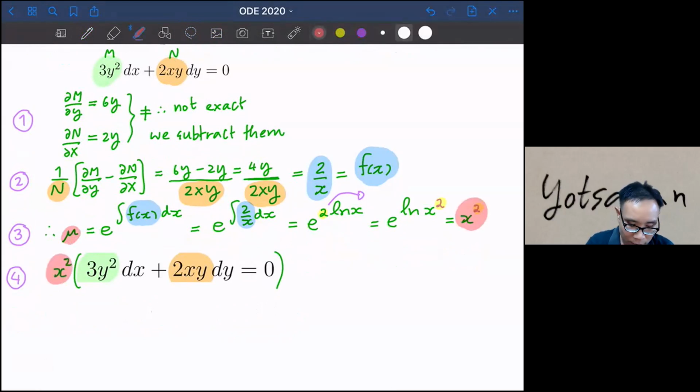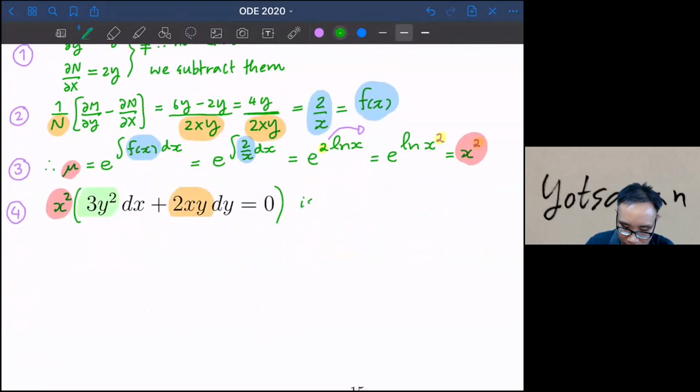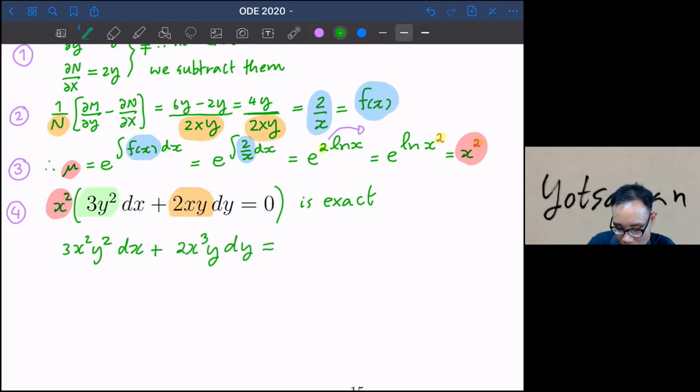And it's going to give you an exact equation, without checking it. If you have the correct mu, the equation will turn out to be an exact equation, and we're going to be able to find u(x,y). For this one, it's going to be 3x squared y squared dx plus 2x cubed y dy equal to 0. You just multiply the whole thing by mu, and this is the calculation that you have.